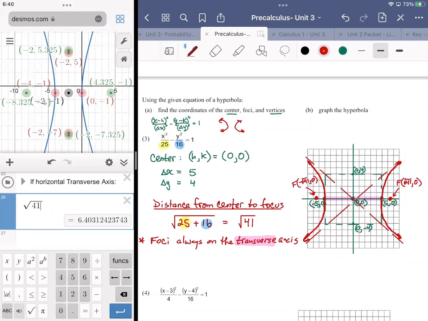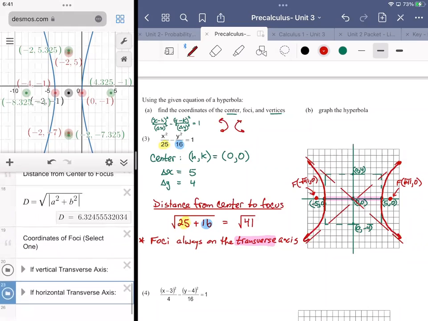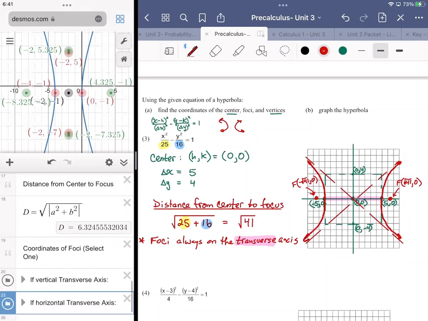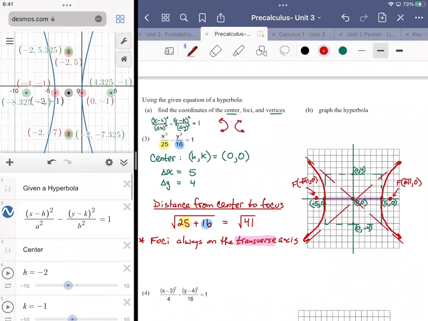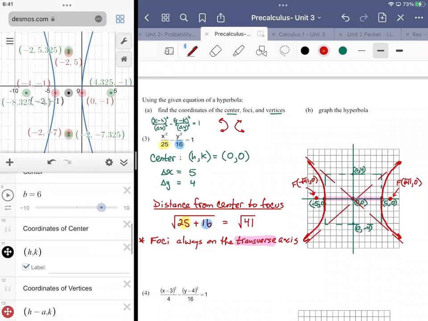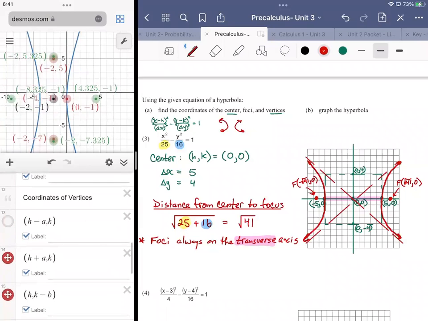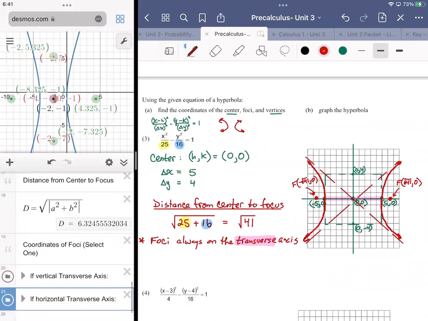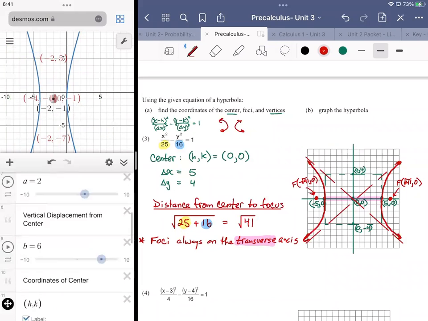You don't have to go with the decimal value if you don't want to. That being said, you can at least get the decimal values from Desmos, because you'll see here the distance from center to focus was in the neighborhood of 6.4. So we're in pretty good shape there, but let me bring you back to scratch on this one, just so you see what's going on. I'm going to turn off all these points real quick because it is kind of a jumbled mess so far.